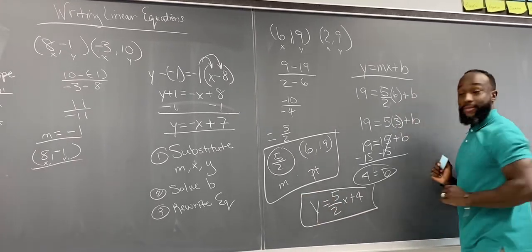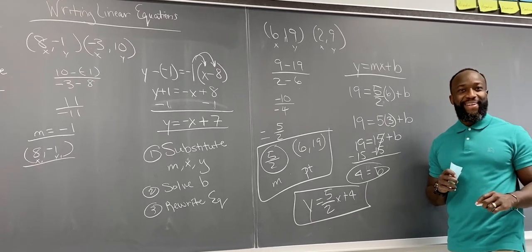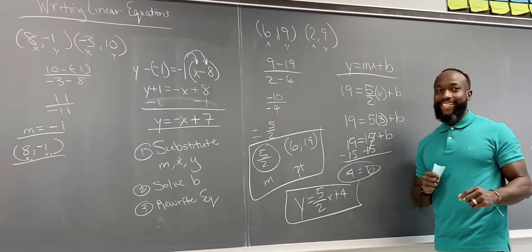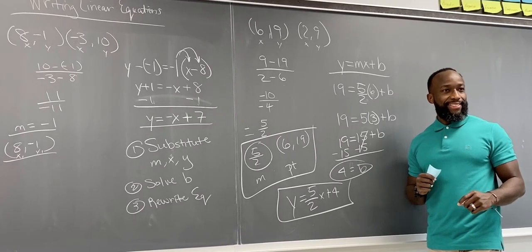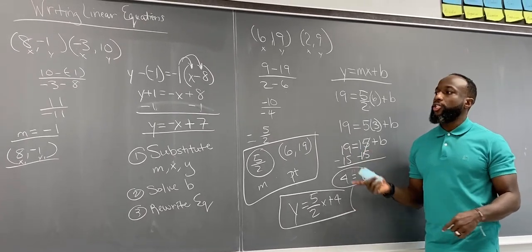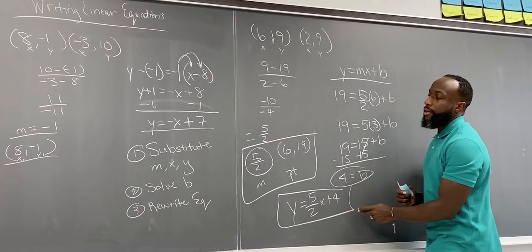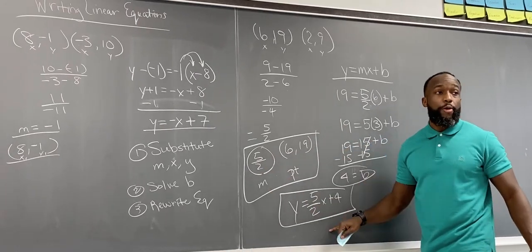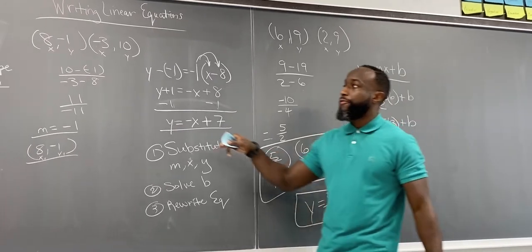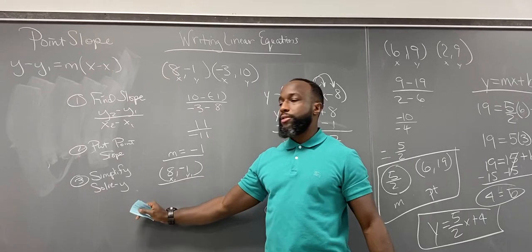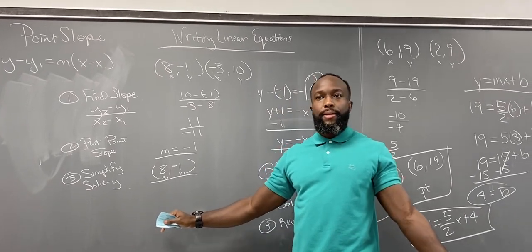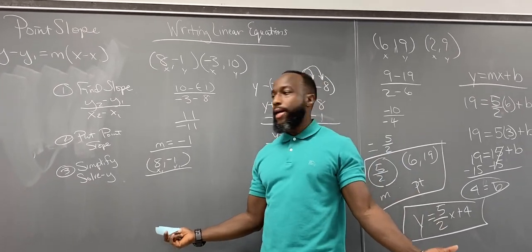That's too long. I like this one better. It's faster, it's the same thing. Basically, here we went from the slope to slope-intercept form, and there we went from the slope to point slope to slope-intercept. They both have 3 steps.